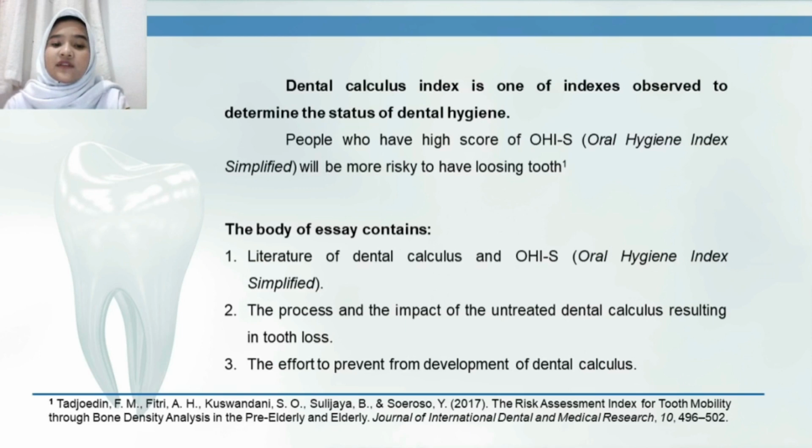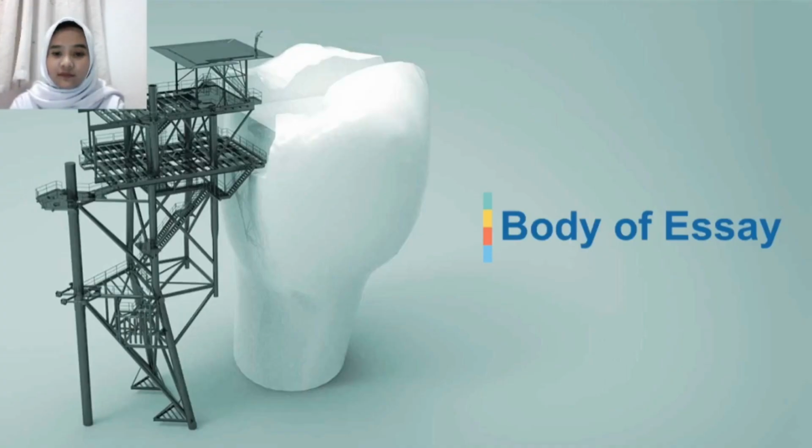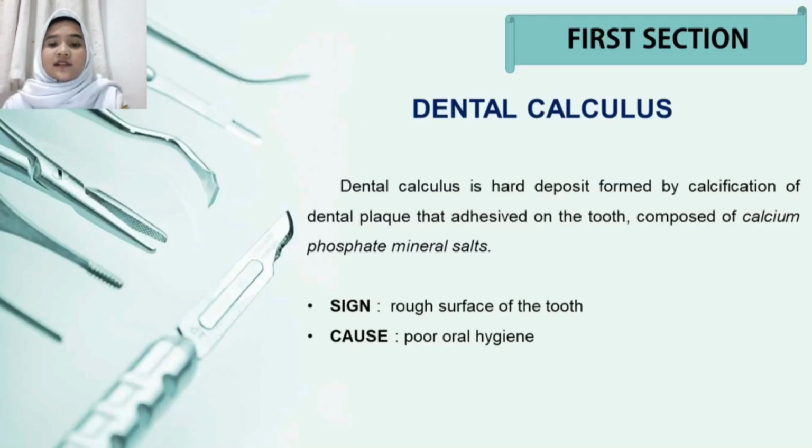The body of the essay contains first, literature of dental calculus and oral hygiene index simplified. Second, the process and the impact of untreated dental calculus resulting in tooth loss. And last is the effort to prevent from development of dental calculus. And moving away from focus on body of the essay, first section is about dental calculus.